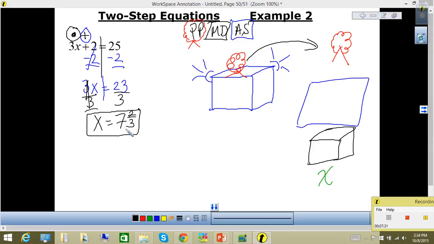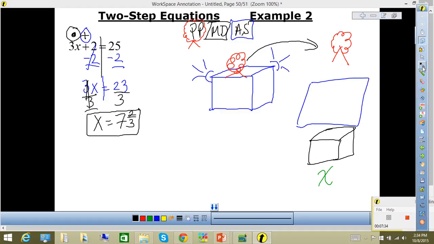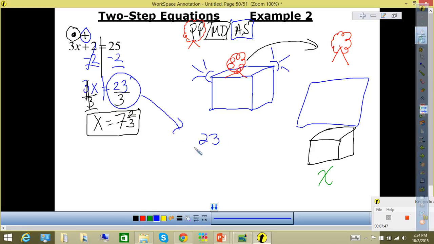Okay, how do we get 7 2/3? Let me show you that. Watch. I'm going to do that in blue. 23 divided by 3. 3 fits in here 7 times. 2 left over. That's how we get 7 2/3. Everybody see that? But if I continue going, I put a decimal and a 0.